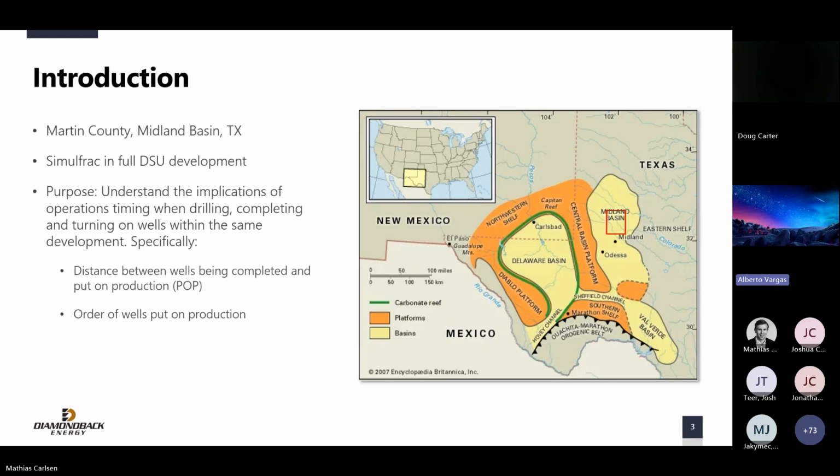The project was in a core area, Martin County, Midland Basin, Texas, where the rocks are rich, and I think barbecue is richer. Some frac operations are known to boost efficiency and cut costs, but we wanted to know what happens to production if you mess up the timing. Specifically, how does the distance between wells affect performance? Does the order of turning wells online make a difference?